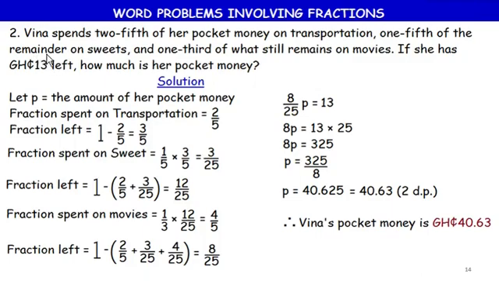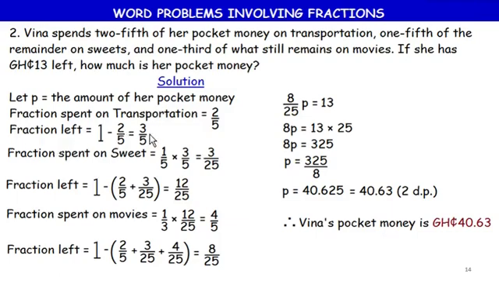So it behooves us to find the remainder first before we can find the fraction spent on sweets. So how do we get the remainder? If she spent 2 over 5 on transportation, what is the fraction left? The fraction left is simply 1 minus 2 over 5. Like we said, a fraction is a part of a whole, so the whole is always 1. The whole is 1.